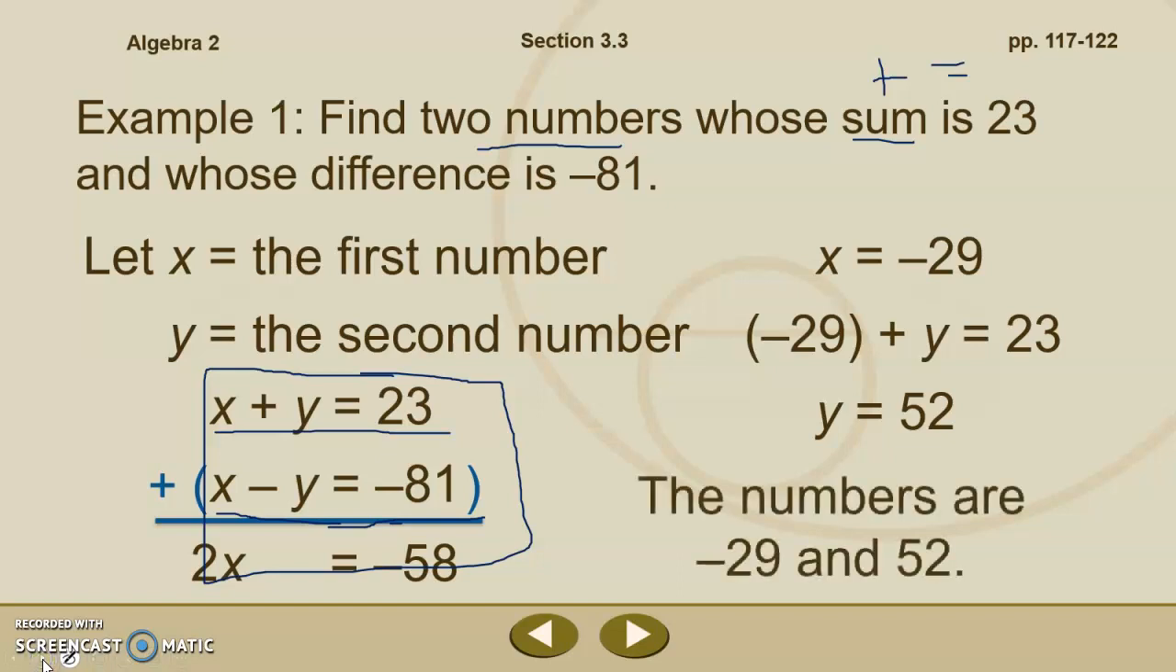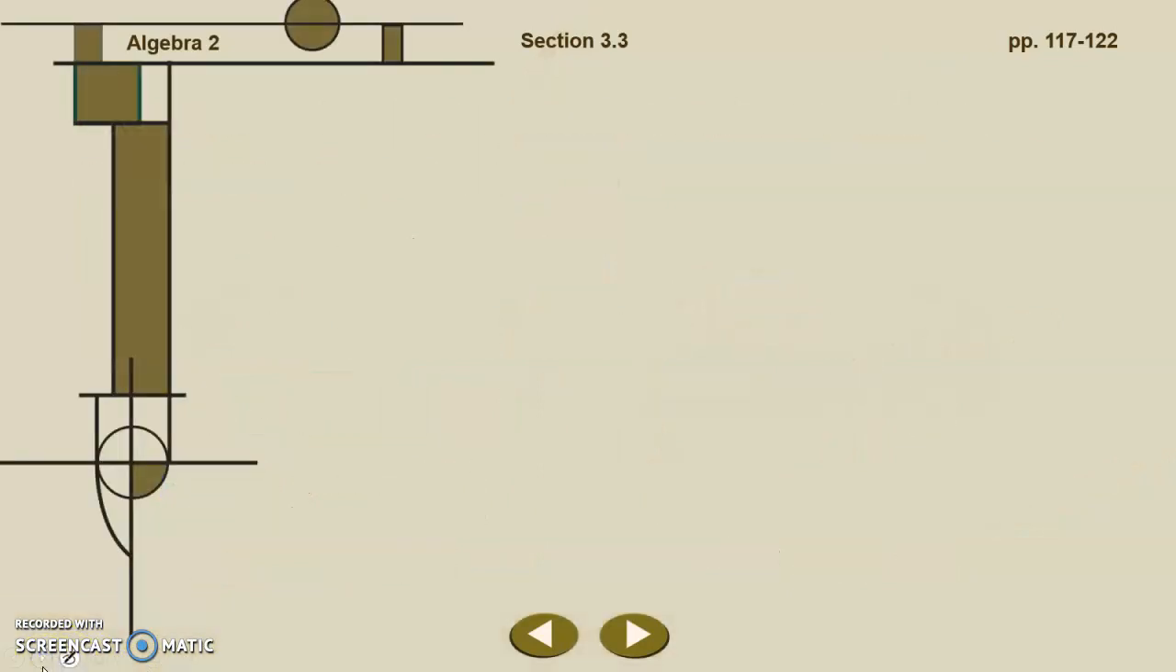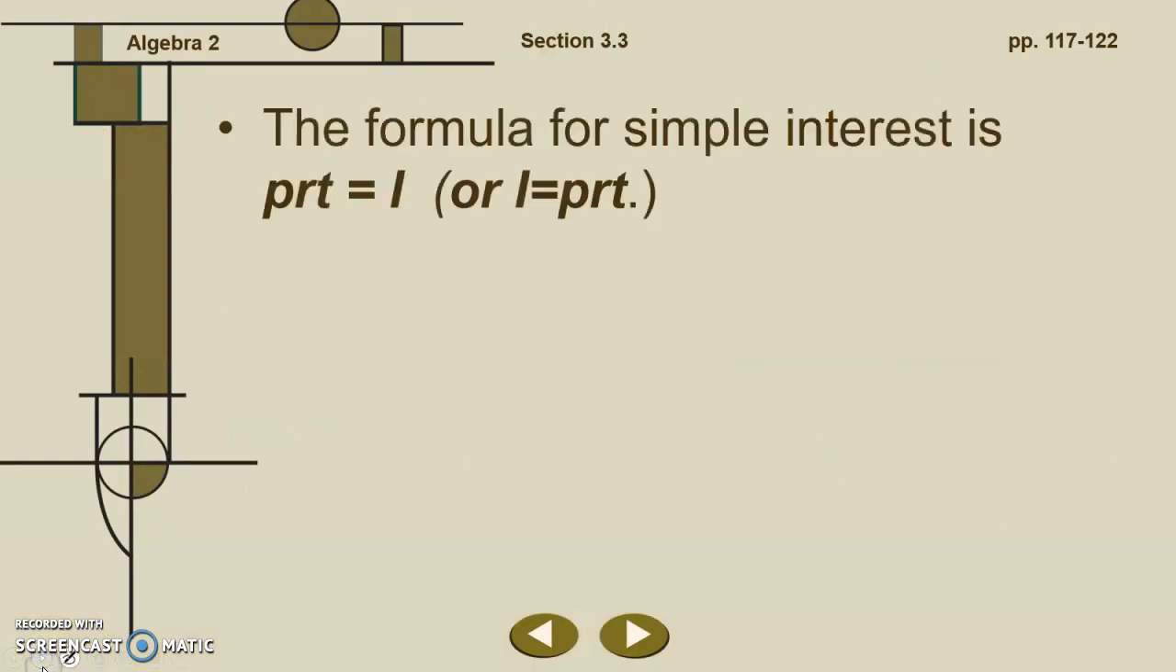So my numbers are negative 29 and 52. If I plug both of those back into my two equations, x plus y equals 23, and x minus y equals negative 81, I'll find that both of those statements are true. So this is a solution for both of these equations. So that was an example of a digit problem.